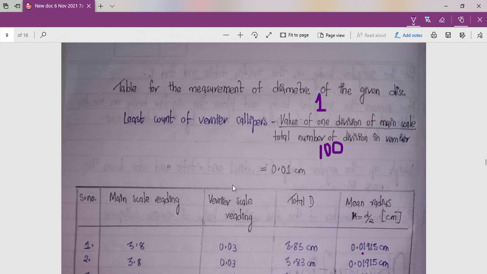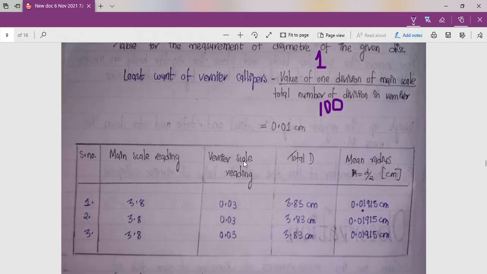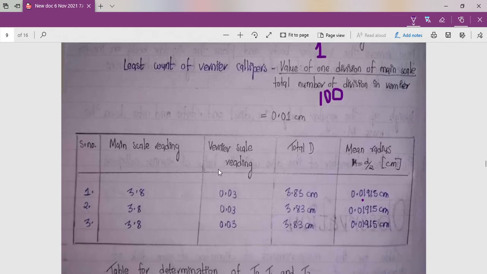So the least count is 0.01 centimeter. We take this as a regular body, meaning it has a defined shape. So we check its diameter 3 times and it gives the same value because it has a defined shape.